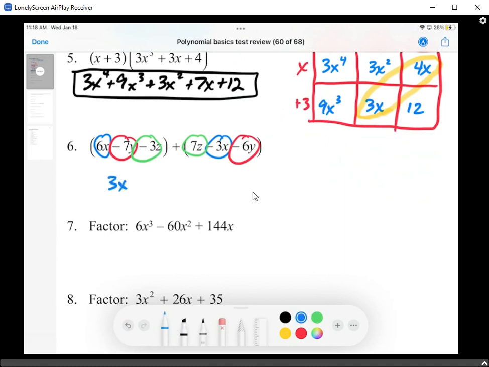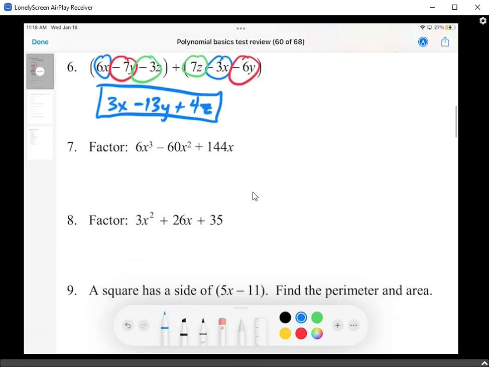We combine the x's, would be a positive 3x. The y's, let's see, that would be negative 7 minus 6, so minus 13y. And then minus 3 plus 7 would be plus 4z. Everything all put together there.